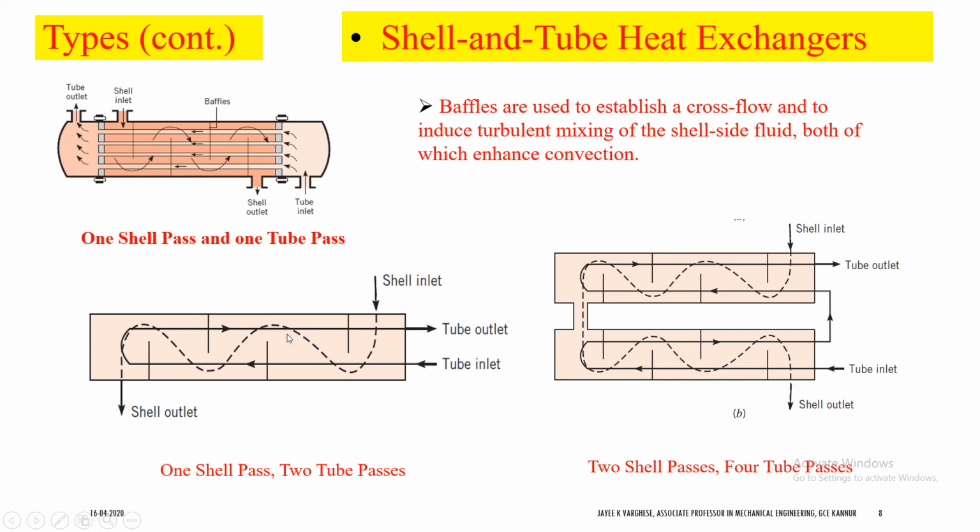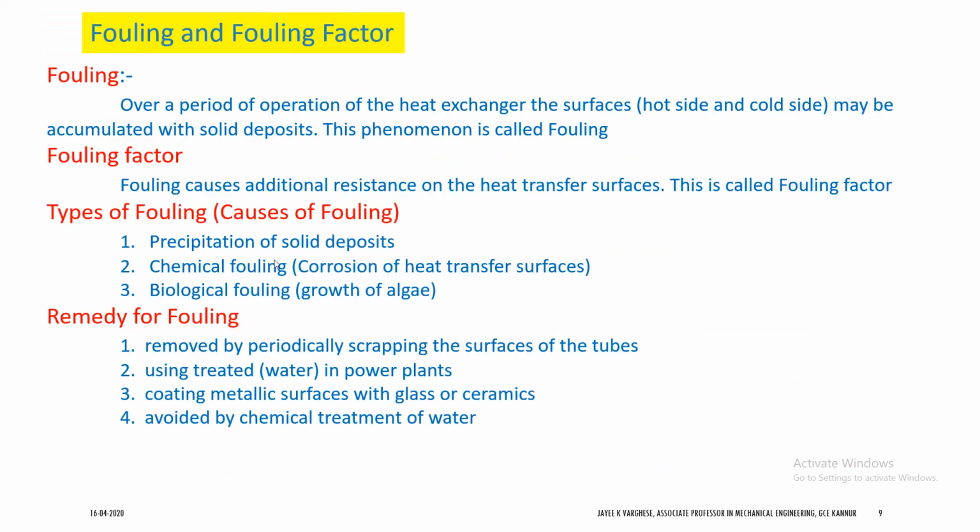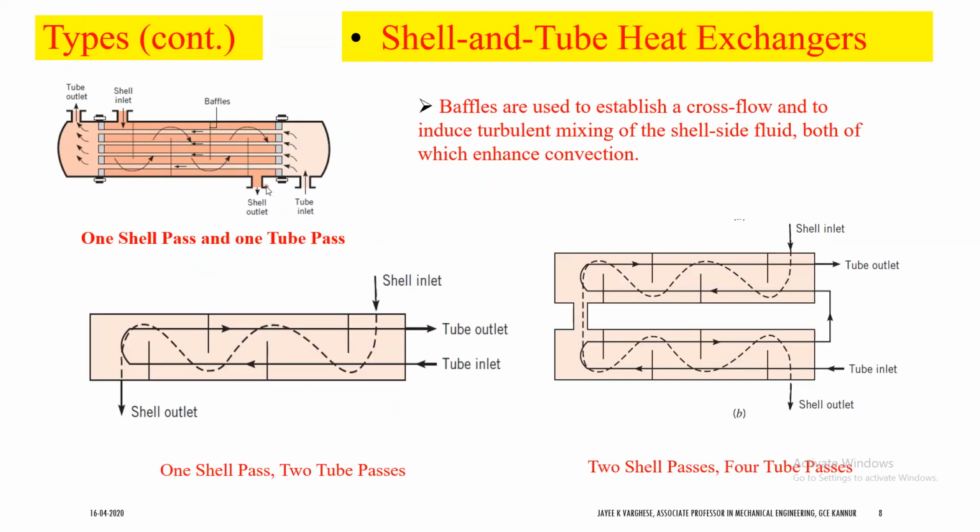Basically, such alterations of designs are done especially in cases where there are limitations or constraints on increasing the length of a heat exchanger. So in cases where we cannot increase the length of a heat exchanger, what we do is make more number of passes for both the shell fluid as well as the tube fluid. This is the classification of heat exchangers.